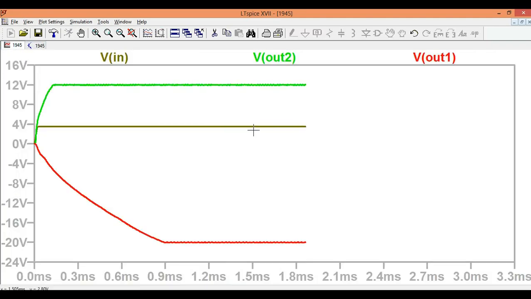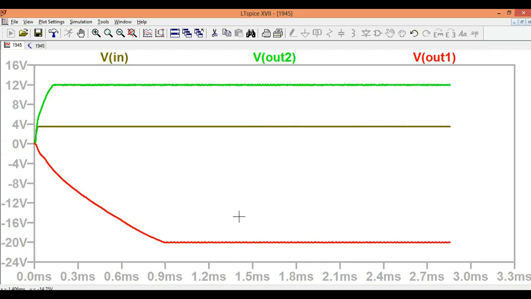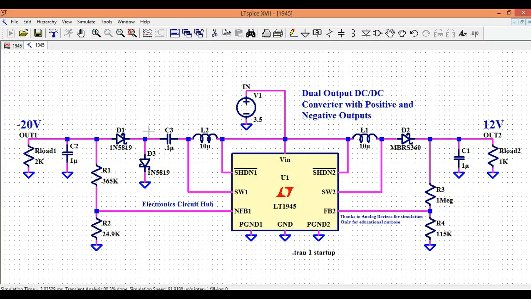So in case of the negative output voltage, you also see the ripple, but your V out 1 is around, if I click here, around 20 volt. So what you can see is that this circuit is perfectly generating the positive 12 volt output and negative 12 volt output, with the help of the inductor, output capacitor, and the feedback components, diode and feedback components.